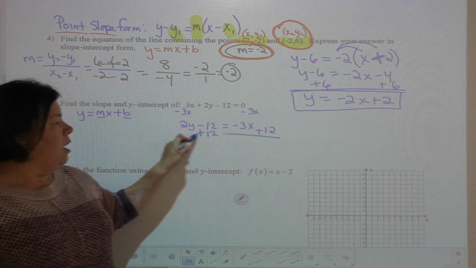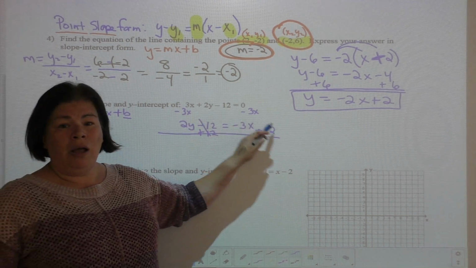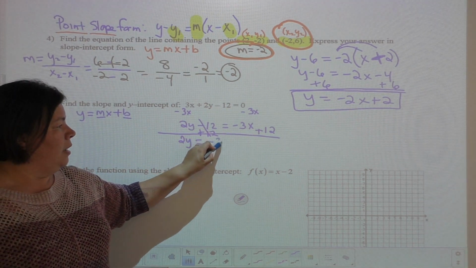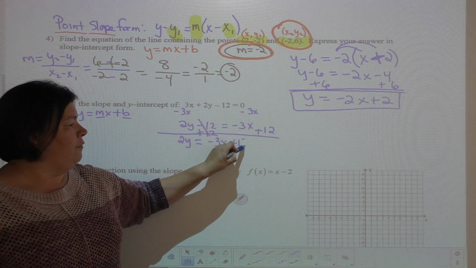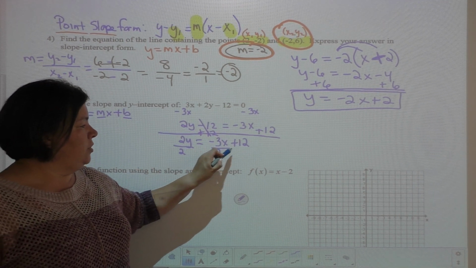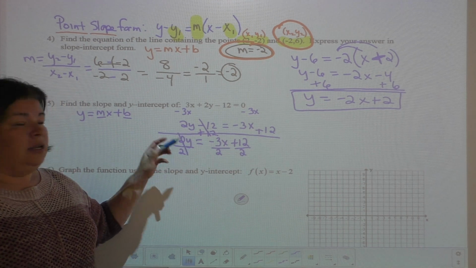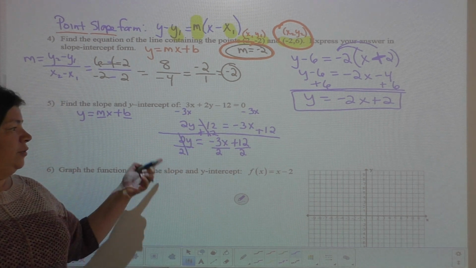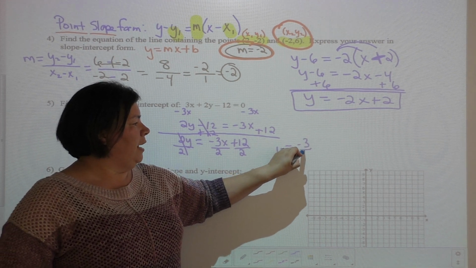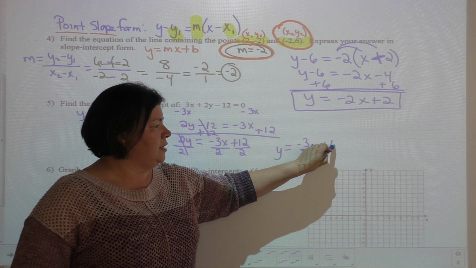Notice I'm moving that over because they are unlike terms. I don't want you to think you add them together. I have negative 3x plus 12. And finally, divide every single term by 2 and cancels to a factor of 1, and we are left with y equals negative 3 halves x plus 6.